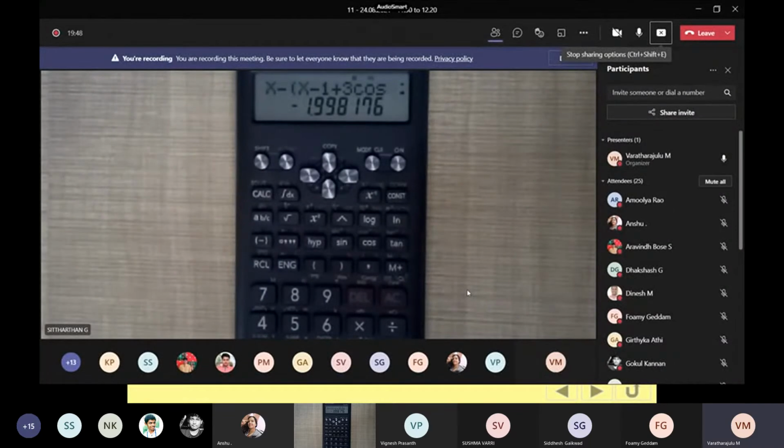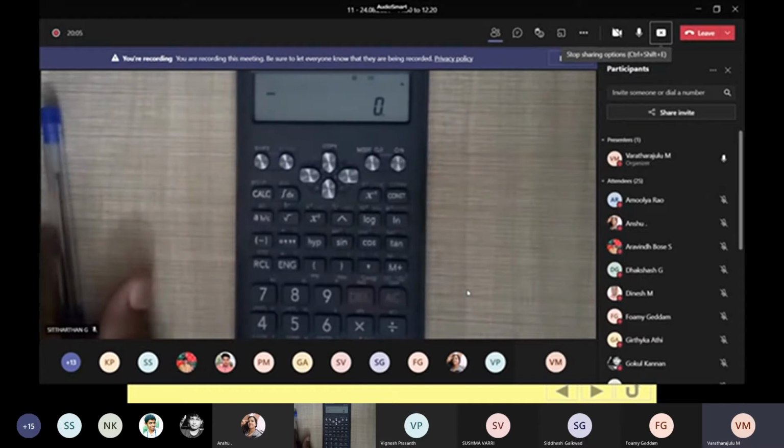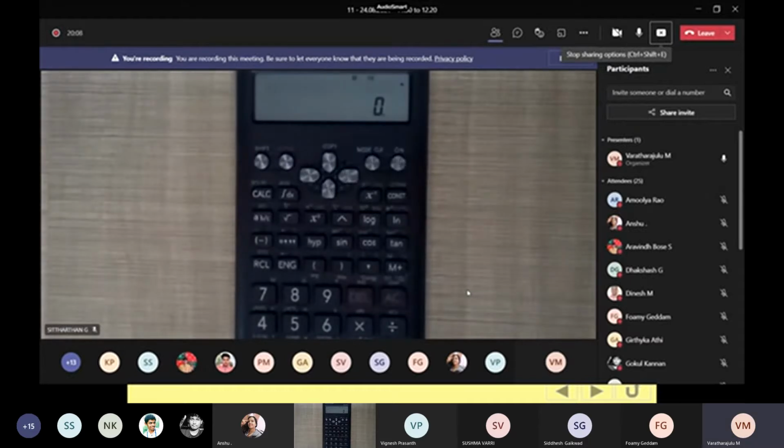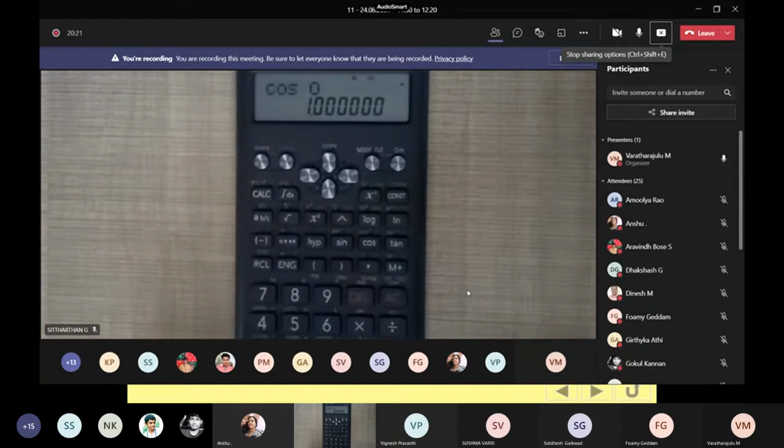Fixed mode. What was the mode? Degree or radian or gradient? So I didn't change that one, sir. You okay? You give AC. Yes. What was the answer for cos 0? Cos 0 we know, right? Yes, sir. Give cos 0. Right. This is cos 0 is 1, right?